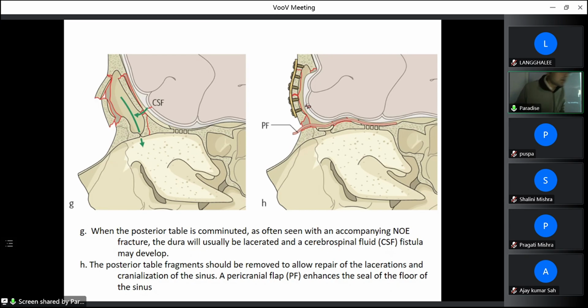So whenever the posterior table is fractured and there is CSF leakage, in such a condition, you have to do cranialization. And as there is CSF leakage, the dura mater is torn. You have to repair the dura mater as well, and it is done by the neurosurgery team. It does not come under our specialty. We have to operate on the frontal sinus, no doubt, but whenever the anterior cranial fossa or brain part is involved, it is done by the neurosurgeon. So we have to do the operation jointly. They will do the intracranial part, we will do the extracranial part.